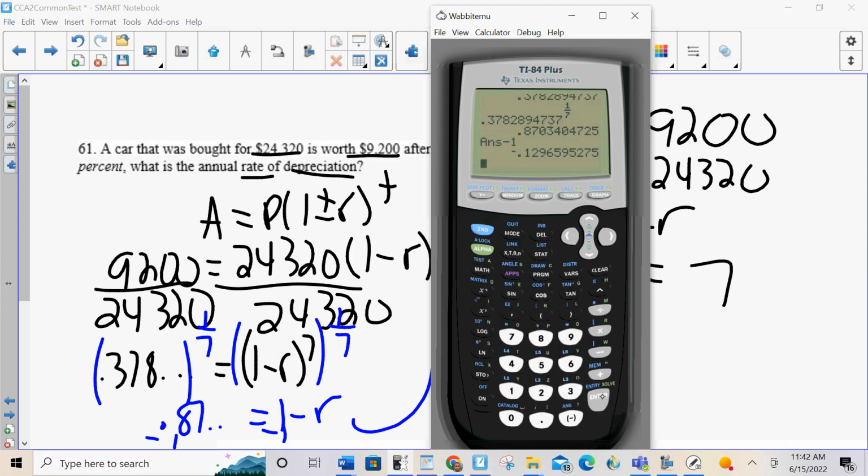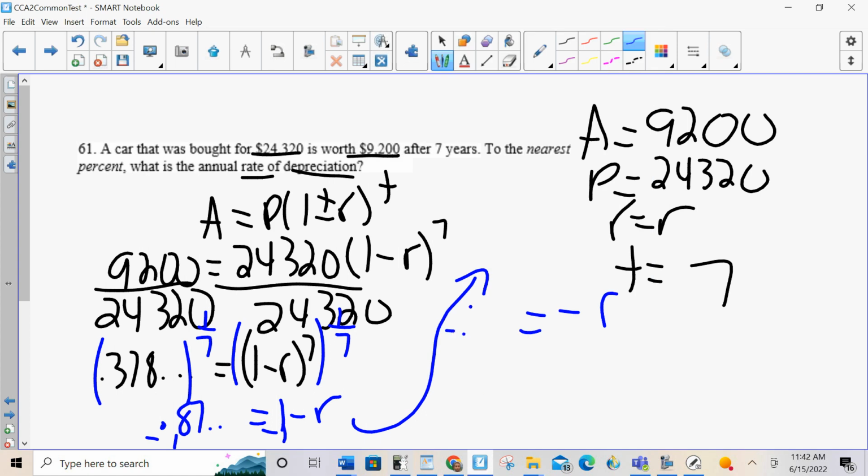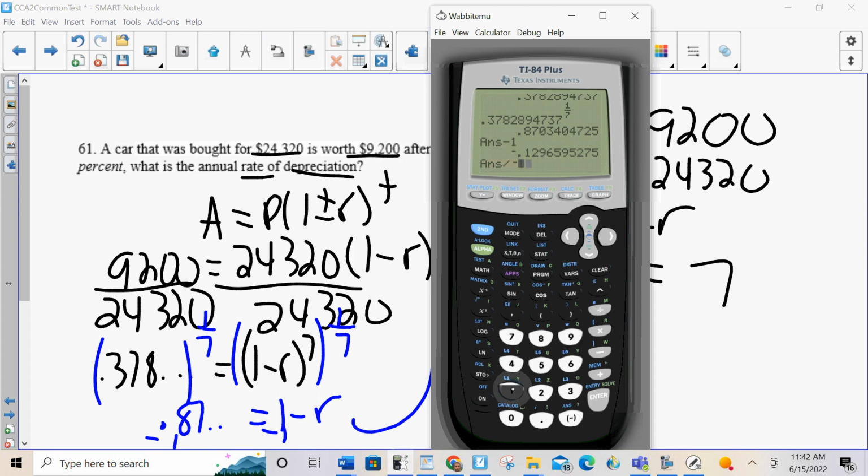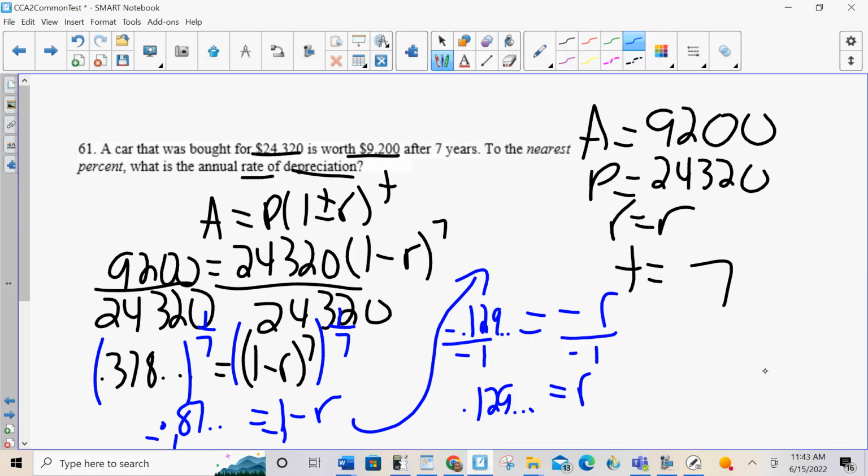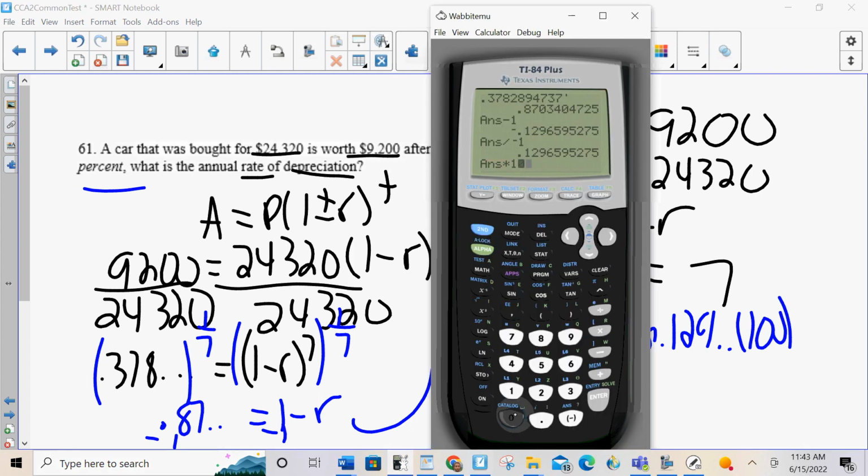Negative 0.129. I don't want negative r, I want positive r, so I divide by negative 1. And that's going to give me 0.129. Now, that's the rate as a decimal. It wants it as a percent. So to make that into a percent, I multiply it by 100. And I get, to the nearest percent, 13%.